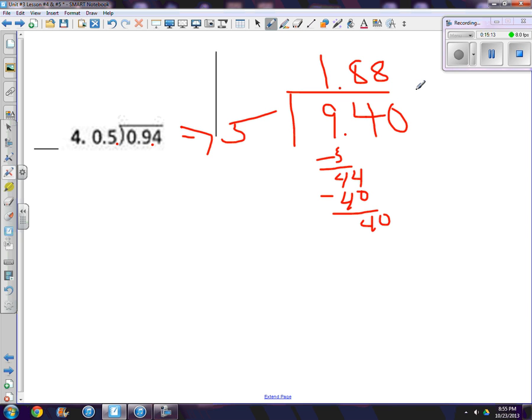So you have 1.88. It wants you to round to the nearest tenth. The 8 is in the tenths place, and the 8 is in the hundredths. The 8 in the hundredths place tells the 8 in the tenths place to round up. So your final answer would be 1.9. Hopefully that makes sense.